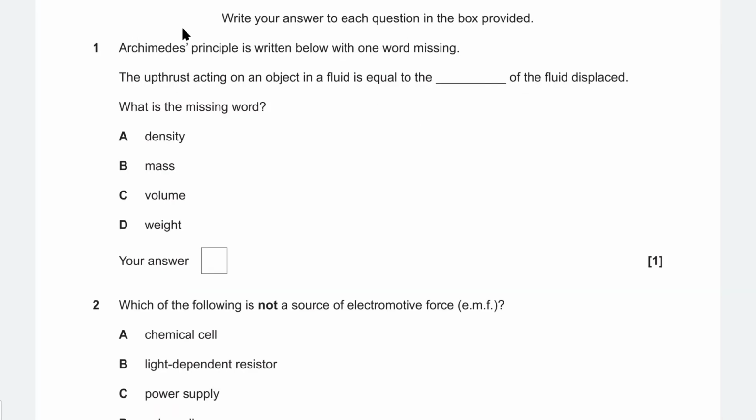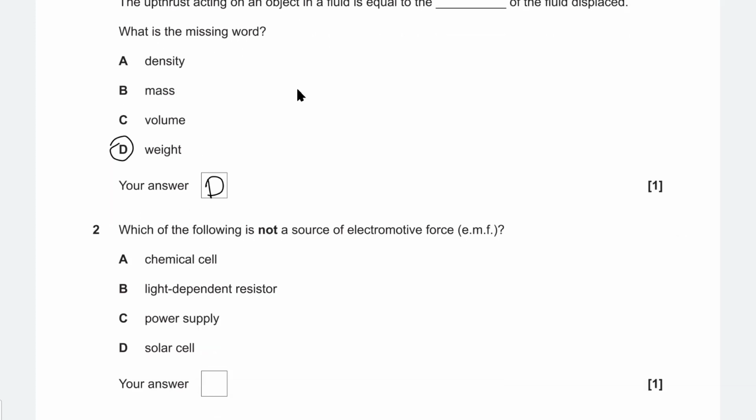Let's do one more paper. After all, this is the ultimate guide to multiple choice questions, and we want to get as much practice as possible. So Archimedes Principle is written below with one word missing. The upthrust acting on an object in a fluid is equal to the weight of the fluid that's been displaced. Very, very important. Correct answer is D.